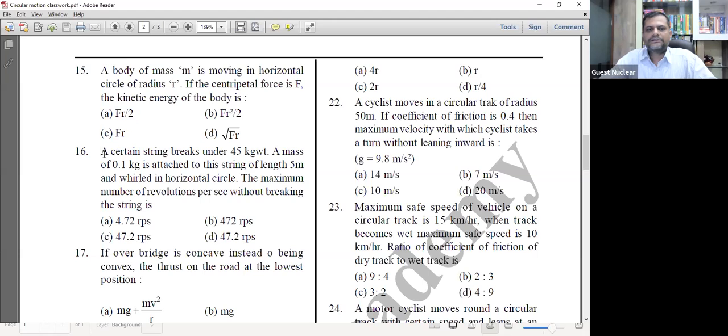Okay, next one, the 16th one, right here. A certain string breaks under 45 kilogram weight. A mass of 0.1 kilogram is attached to this string of length 5 meter and whirled in a horizontal circle. The maximum number of revolutions per second without breaking the string is.